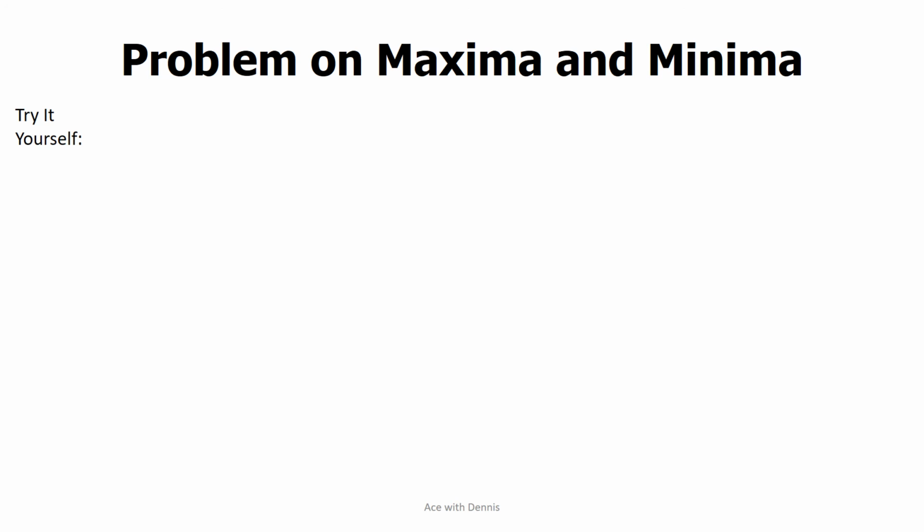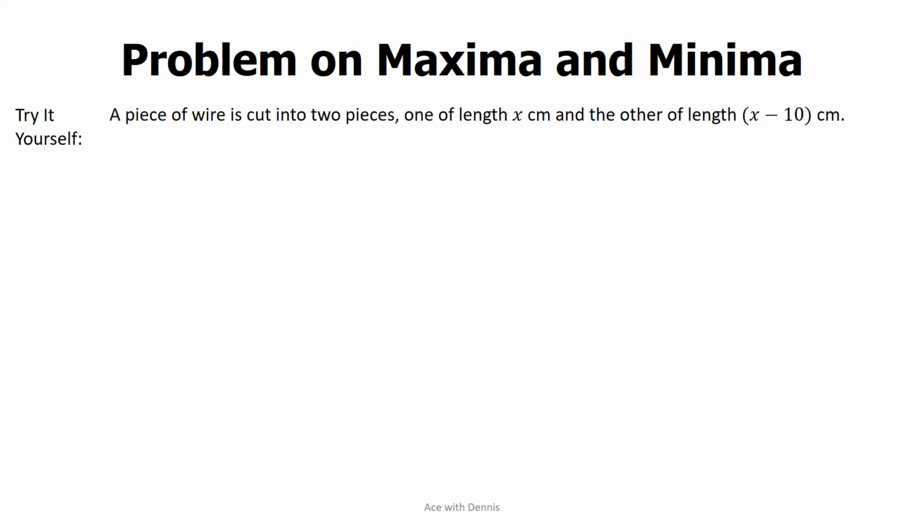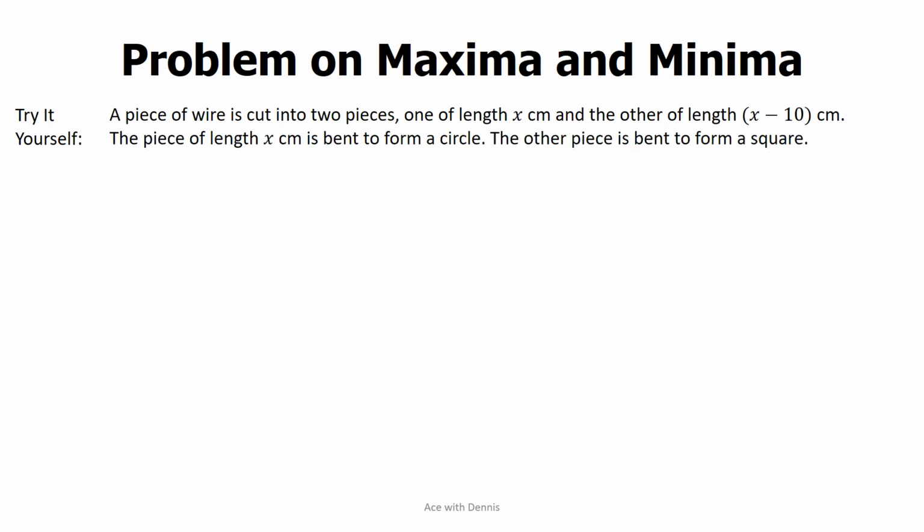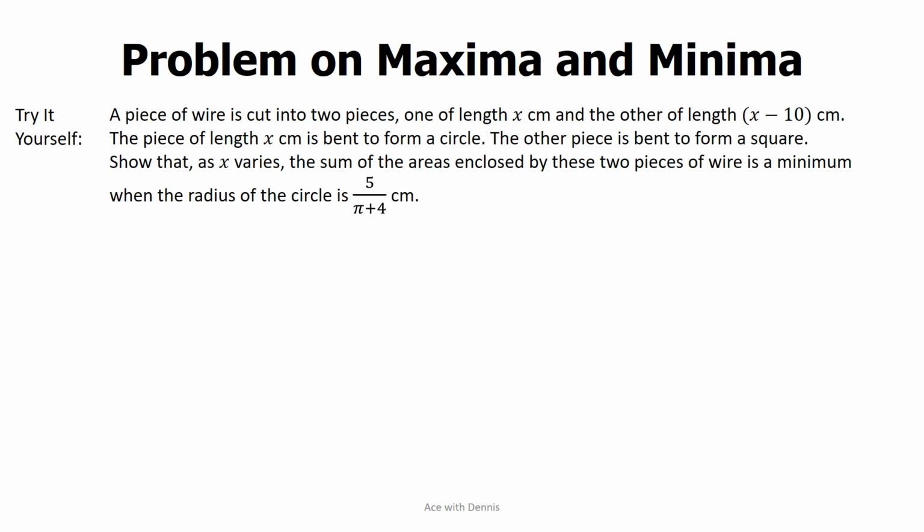Now, you can try this example yourself. A piece of wire is cut into 2 pieces, one of length x cm and the other of length x minus 10 cm. The piece of length x cm is bent to form a circle. The other piece is bent to form a square. Show that as x varies, the sum of the areas enclosed by these 2 pieces of wire is a minimum when the radius of the circle is 5 over pi plus 4 cm. You can pause the video and try to solve it yourself.